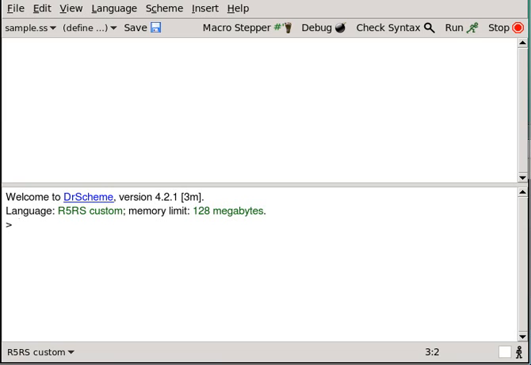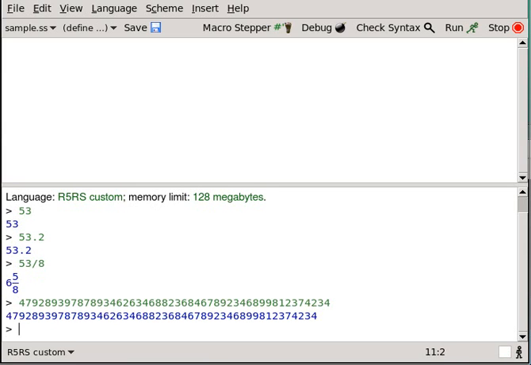Alright, so in Scheme, this is how you do numbers. You just type them in. 53. Now 53.2. And you can do fractions too, like 53 over 8. And it even reduced it for you, which is sort of a nice feature. Okay, now Scheme can do really, really big numbers, like this. Just keep mashing it. There we go. Now, it can also do negative numbers.